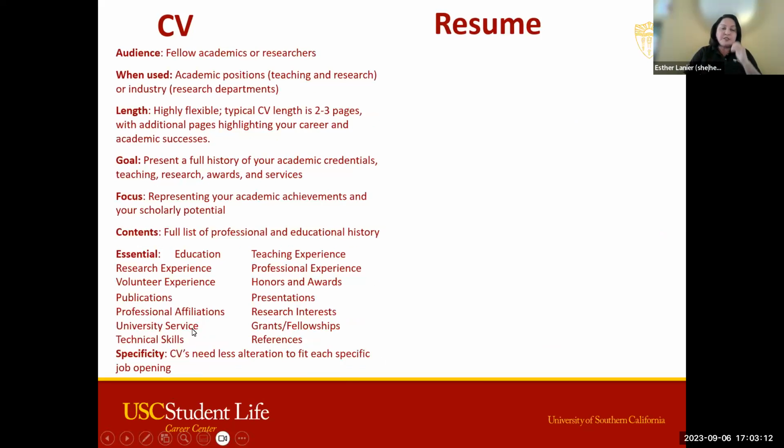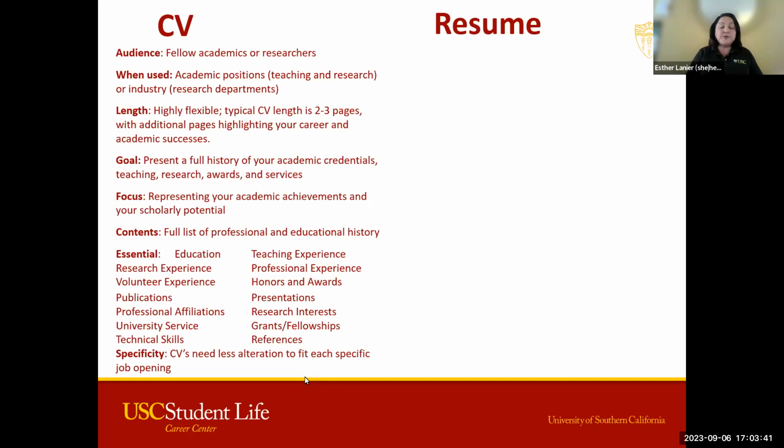All right, so just briefly here, I wanted to share with you some nuances of what the CV is used for. So obviously we know that the audience definitely could be in the academics or for researching. It's obviously in the academic space for teaching or research, but in industry as well, because there are research departments there too. It's very flexible when it comes to the length of it. It just depends how much experience you have.